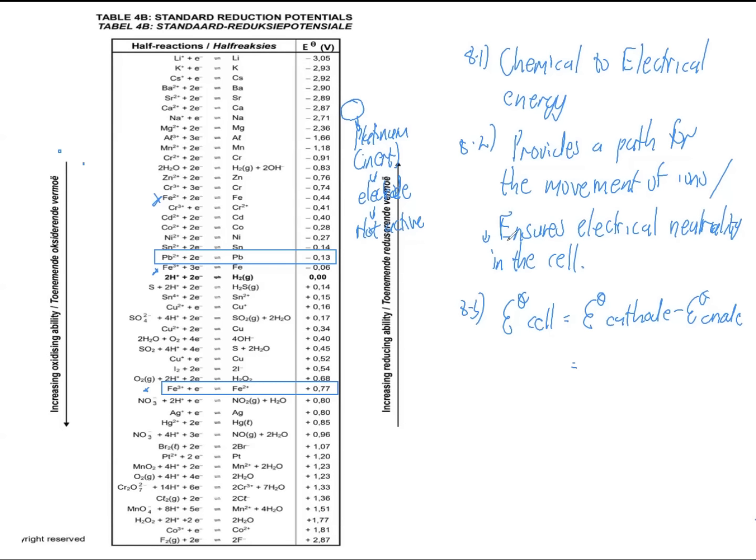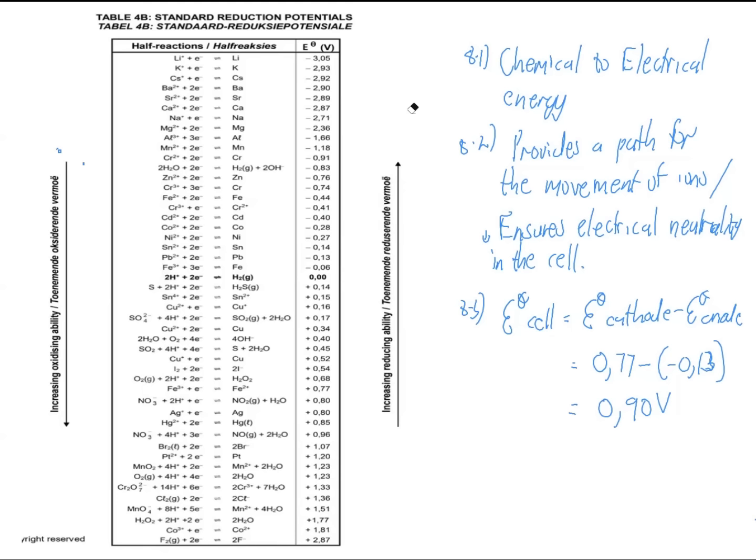And now, this is our E cell. This has to be the cathode, and this has to be the anode. So cathode, positive 0.77 minus negative 0.13. When you punch all of that into your calculator, you get 0.90 volts. So that's how you were supposed to go about answering that one.